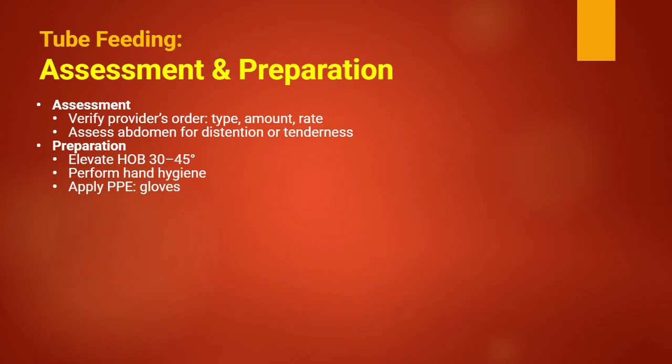During preparation, position the patient by elevating the head of the bed, HOB, to 30-45 degrees. This semi-Fowler's position is one of the most important safety measures. It prevents aspiration of formula into the lungs and promotes proper digestion and gastric emptying. Maintain this position throughout the feeding and for at least 30-60 minutes afterward.